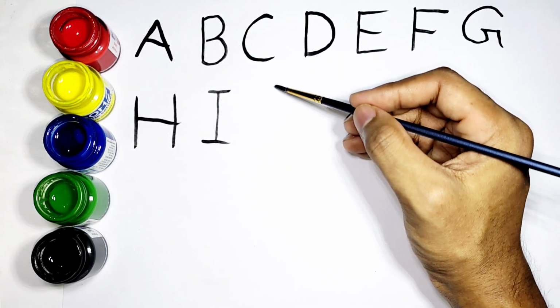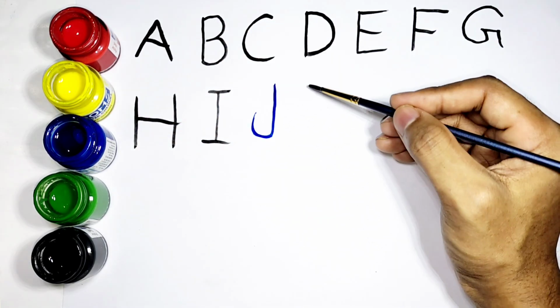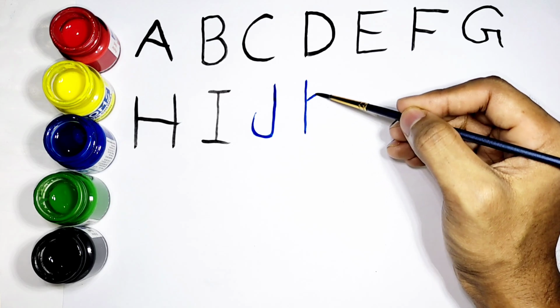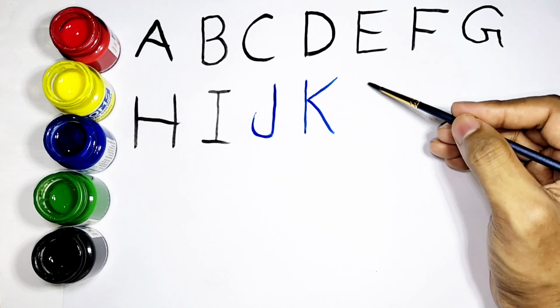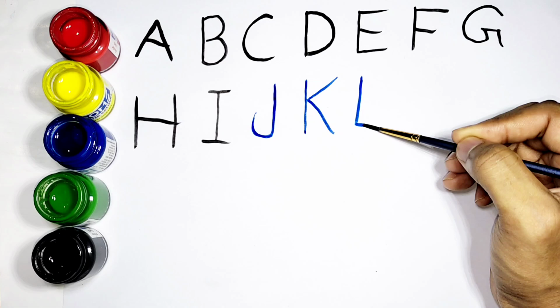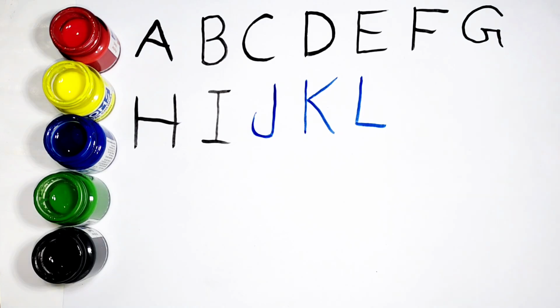The alphabet of J. And the next one is K. K for kite. Kids, the next one is L. L for lion, L for lemon. The alphabet of L.